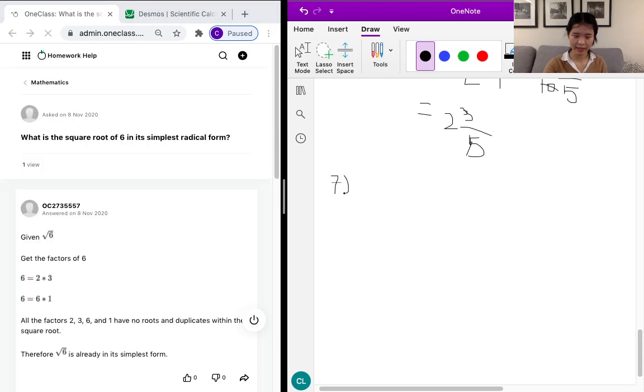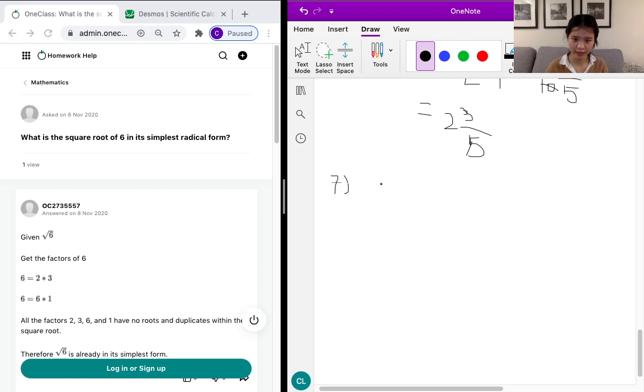Our next problem is asking us what is the square root of 6 in its simplest radical form. Usually how we simplify radicals is we use prime factorization. So we find all the prime factors of a number and see if we can simplify it by knowing all its prime factors. We know 6 is not prime because 6 has two factors, 2 and 3, that are not 1. But is 2 prime? Yes, 2 is prime because the only factors of 2 are 1 and itself. Is 3 prime? Yes, 3 is prime, again because the only factors of 3 are 1 and itself.